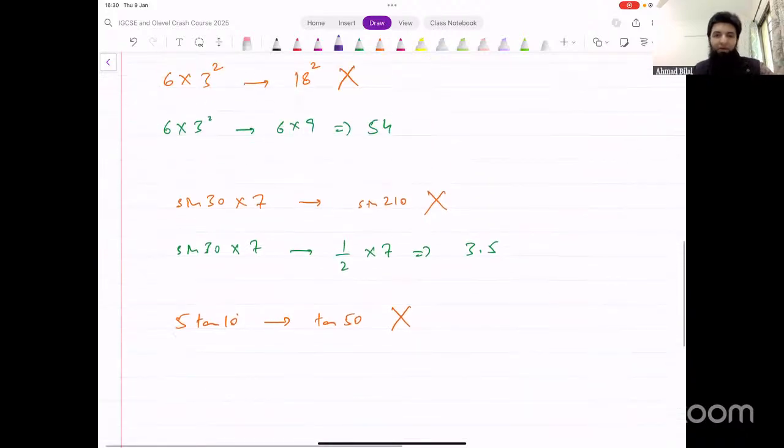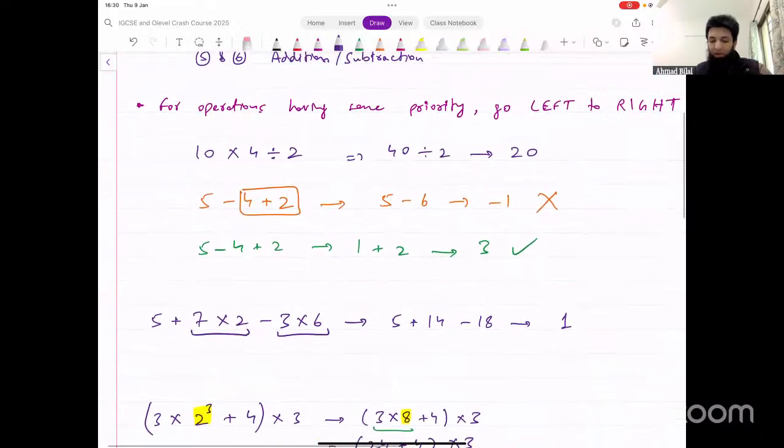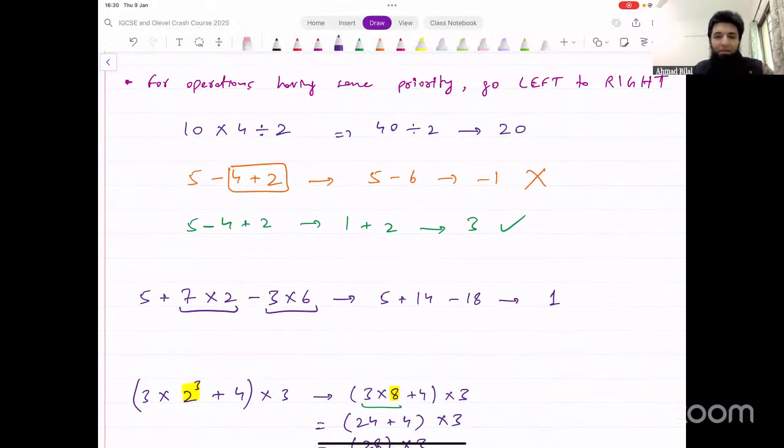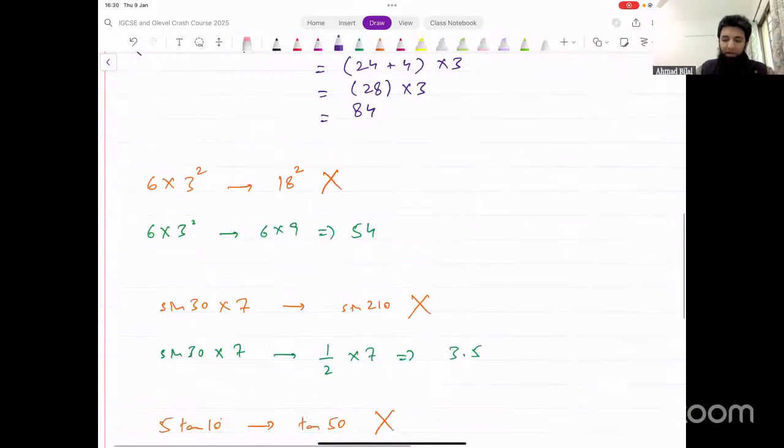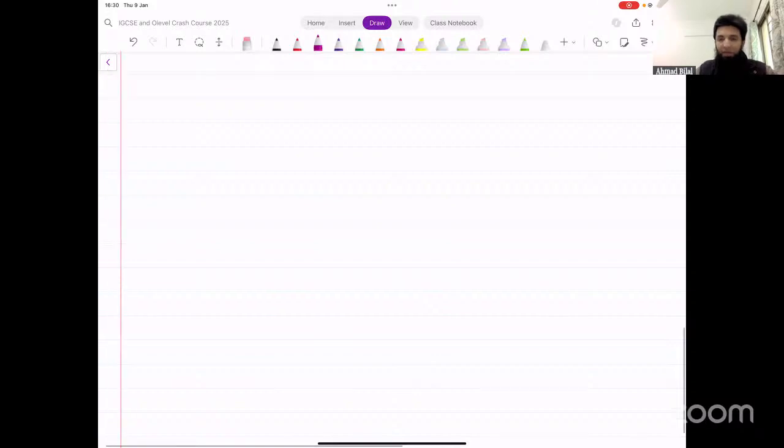This is what you need to take care of when you are applying any operations. Now, when you are applying operations on negative numbers, a lot of people have some confusions there as well. So let's talk about that, how to deal with negative numbers. You have to be very careful about negative numbers because a lot of careless errors happen when you're dealing with them.